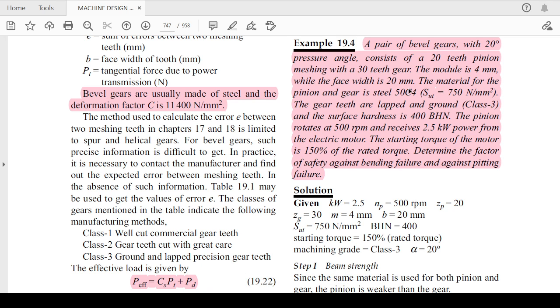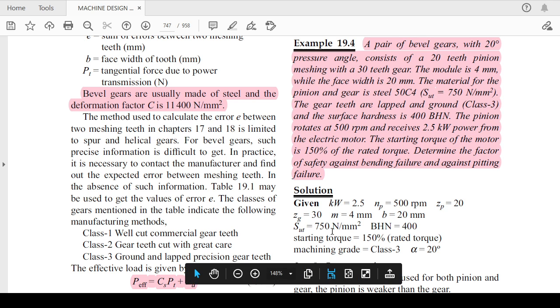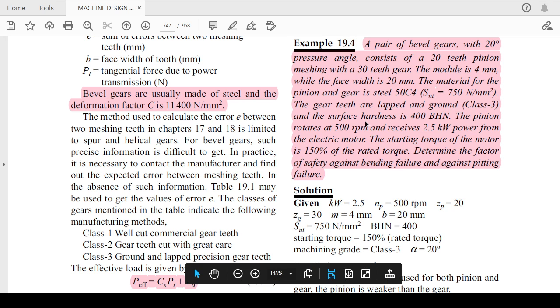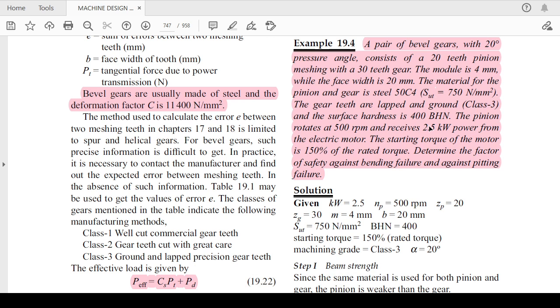The material for the gear is steel 50C4, SUT is 750. Since SUT is given, you can also calculate the value of the bending strength, not beam strength, which equals SUT by 3, as you have calculated most of the time. Then the surface hardness number is given as 400 VHN. The pinion rotates at 500 RPM, and the power is 2.5 kilowatt from the electric motor. Power is given, RPM is given, so you can calculate the value of torque.